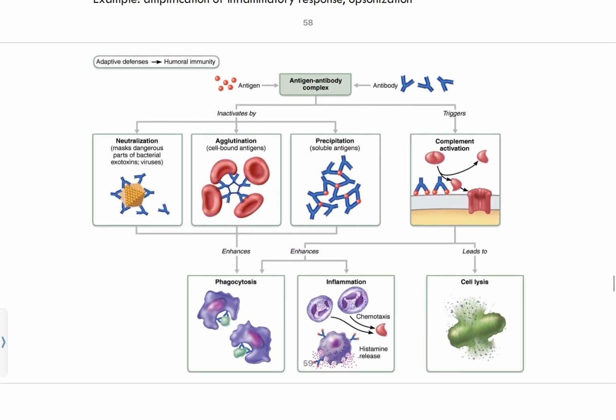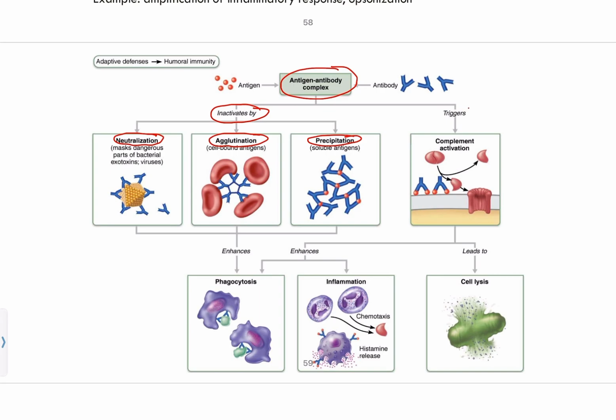So here's just an illustration of the things that we talked about. Once we form an antigen-antibody complex, we have three mechanisms by which we can inactivate the antigen. One is the neutralization, then we have agglutination or clumping, and then precipitation.